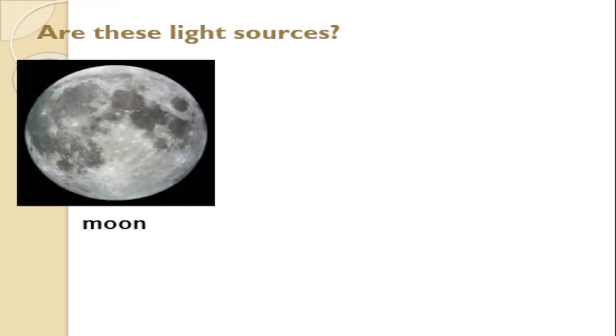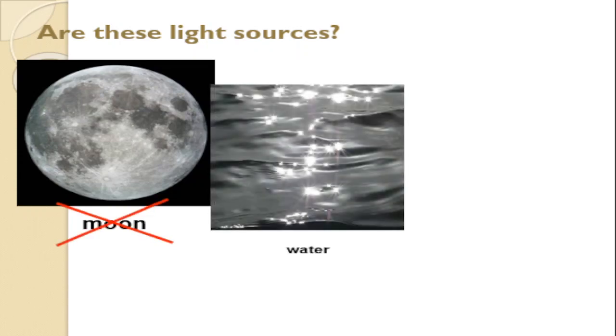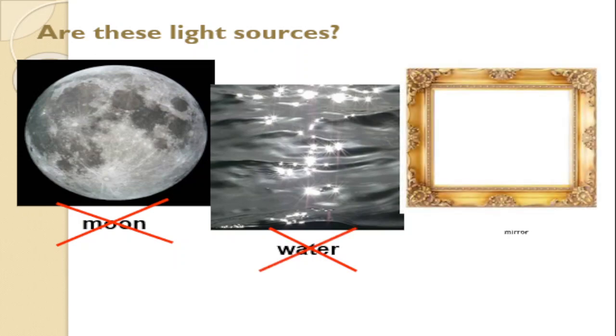Now, are these examples of light sources? The first one is the moon. The answer is no. Water? Not also. The same thing goes for the mirror.